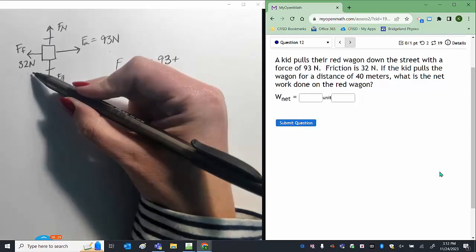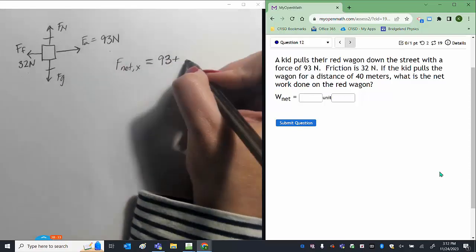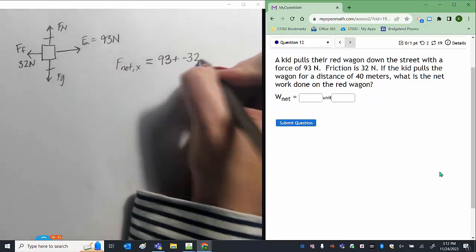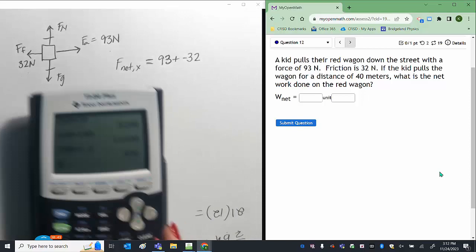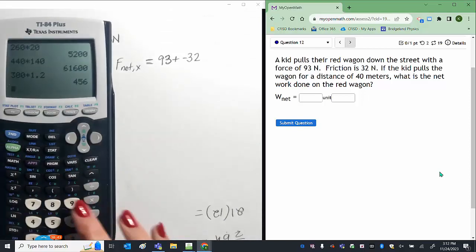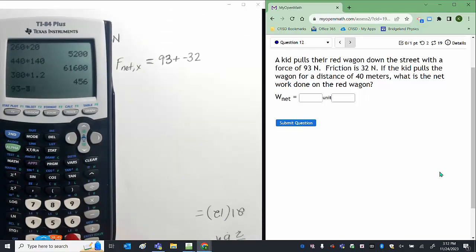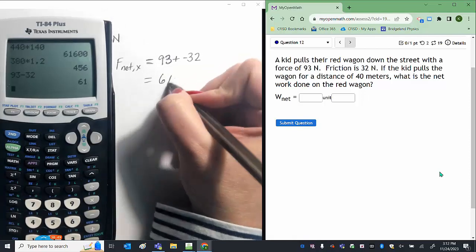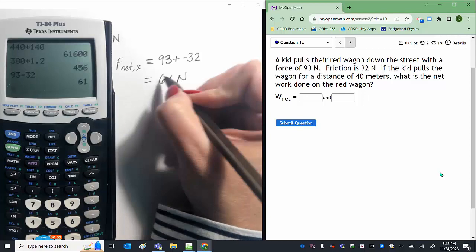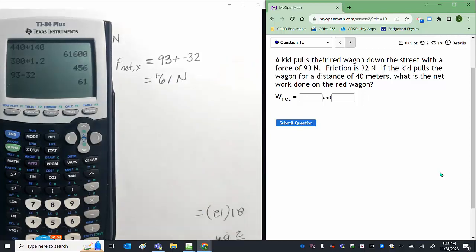But again, forces are vectors. You have to keep in mind this isn't positive 32. It's negative 32. So when I add it, I'm really subtracting. 93 plus negative 32 is the same thing as 93 minus 32. So let's go ahead and figure out what that is. 93 minus 32 is going to give me 61. So my net force is going to be 61 newtons in the positive direction, which I defined as being to the right. That's not my answer. That is my net force.